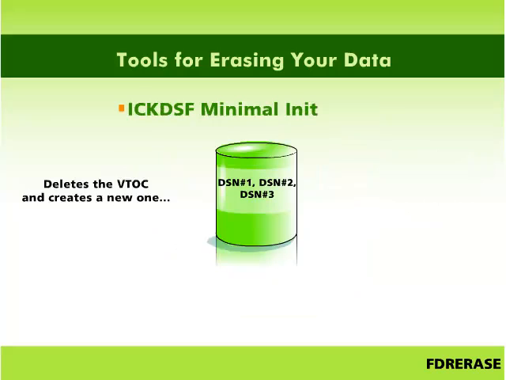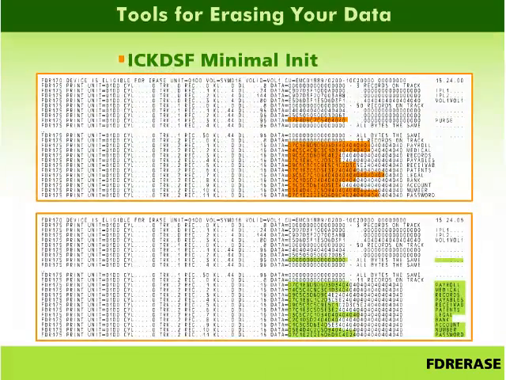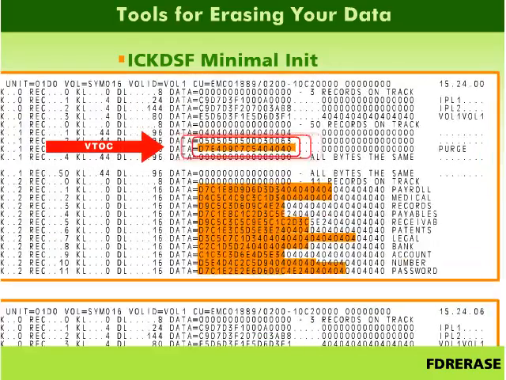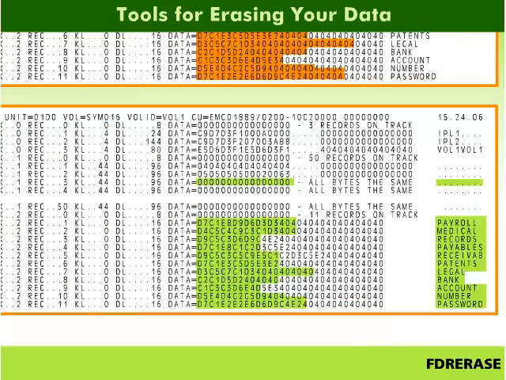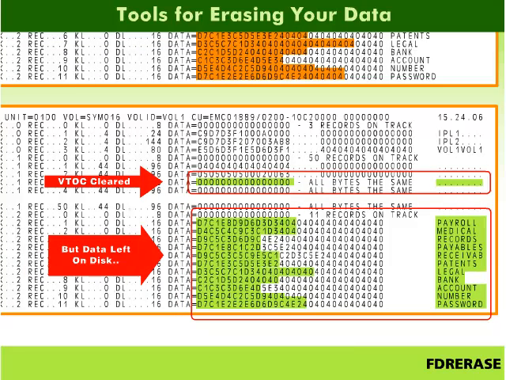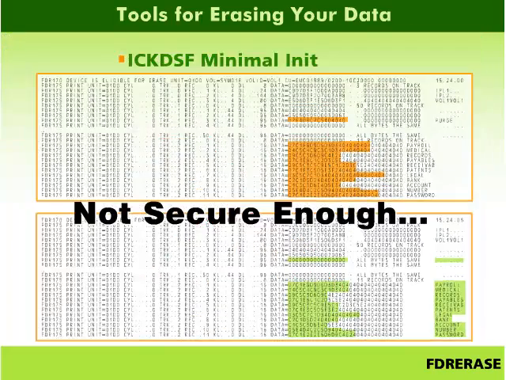A minimal init with ICKDSF will delete the entire VTOC on the volume and create a new one, effectively deleting the VTOC entries for all datasets on the volume, but it will not delete the actual datasets themselves. This is illustrated by the following track prints taken before and after an ICKDSF minimal init. In the before report, we can see the VTOC entry for a dataset and also some of the data tracks belonging to the dataset. In the after report, the VTOC has been cleared, but the data tracks remain untouched. For this reason, an ICKDSF minimal init is not generally regarded as a sufficient level of data erasure.